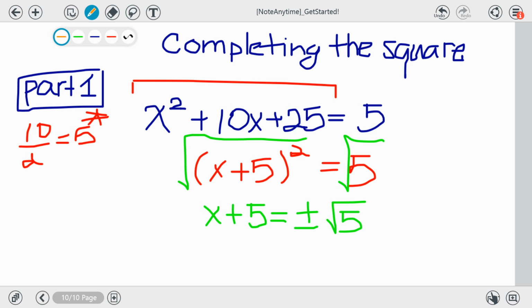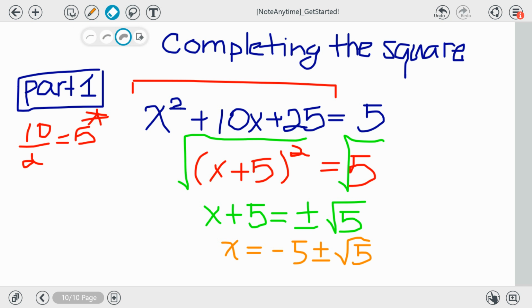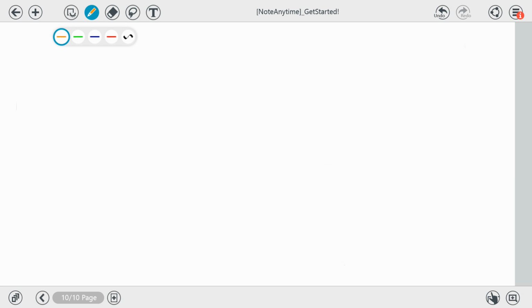Now I'm going to subtract 5 from both sides. So I end up having x is equal to negative 5 plus or minus square root of 5. This wasn't too bad, and this is the very first section of your homework and your test. So let's delete everything and go to part 2.